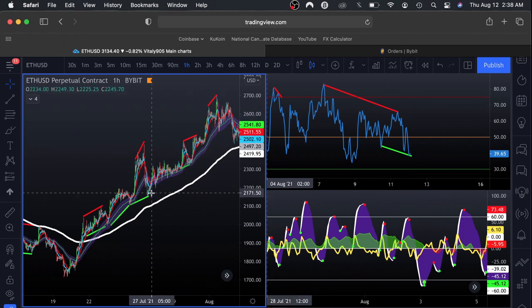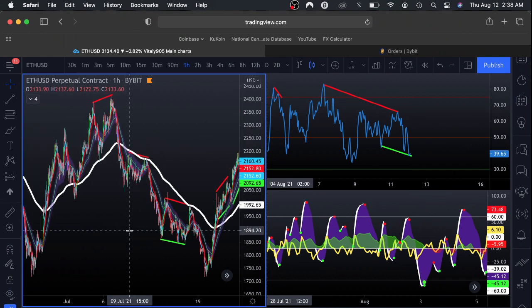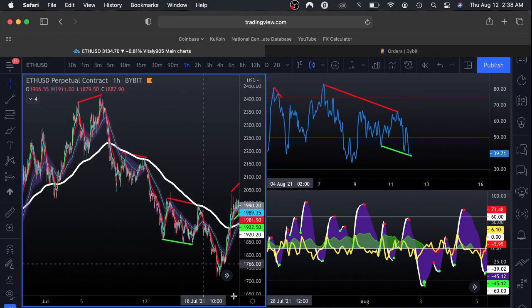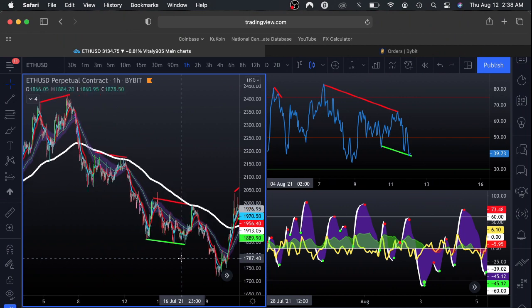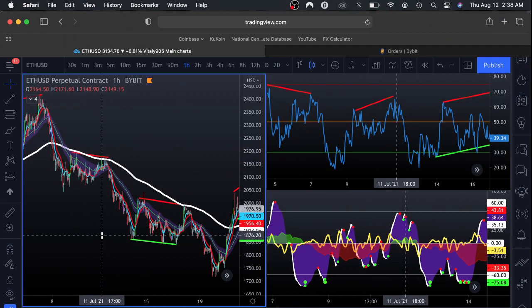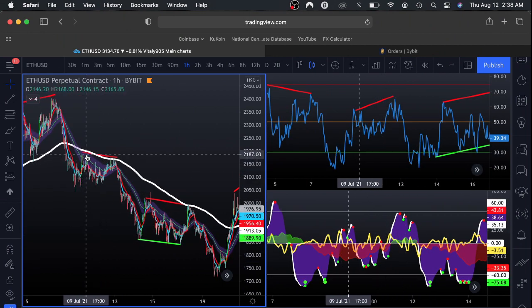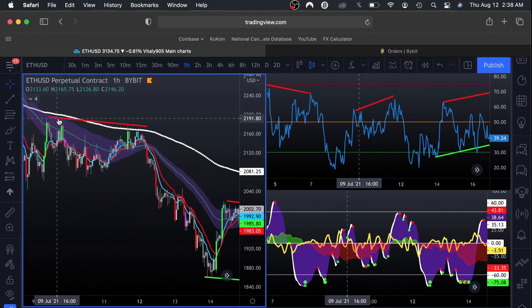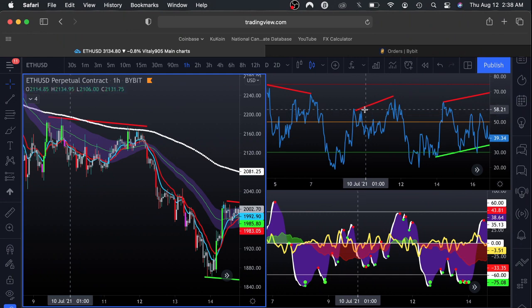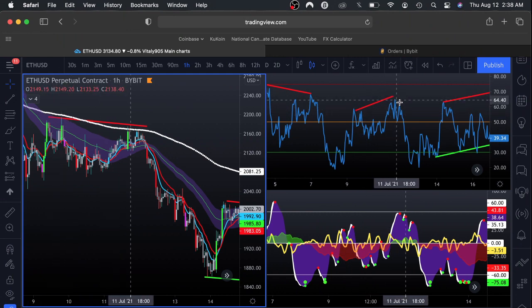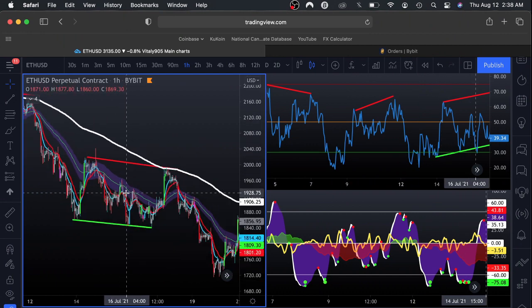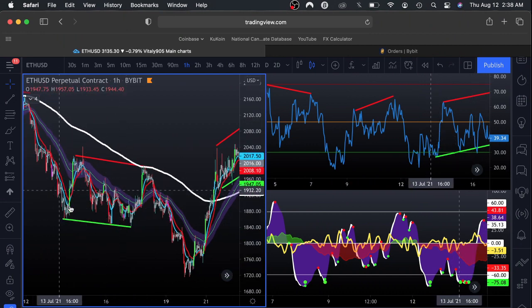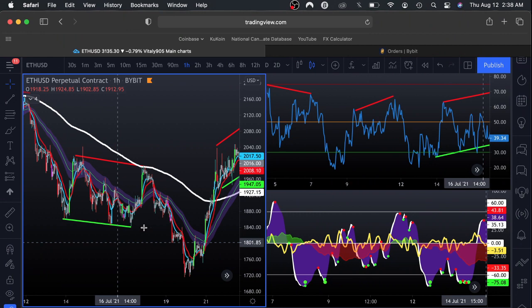Then you have hidden divergences, where a hidden bearish divergence only happens in a downtrend. So we have a downtrend right here, and this is a hidden bearish divergence. So the price was going lower. See, from here to here, the price went lower, but the RSI actually went higher. So this is a hidden bearish divergence, and then it led to a bullish divergence.